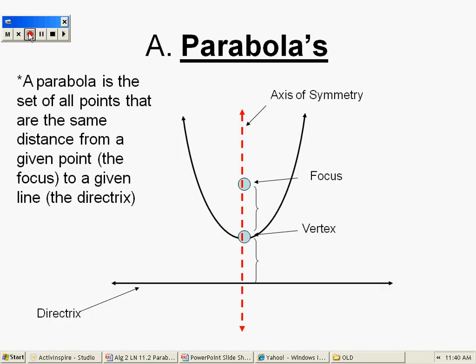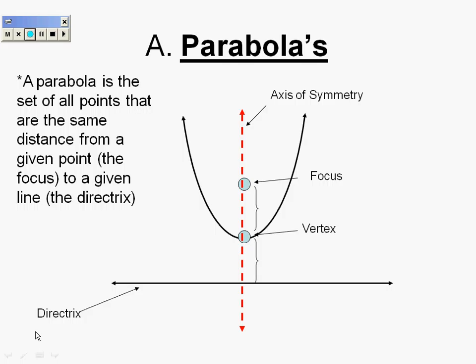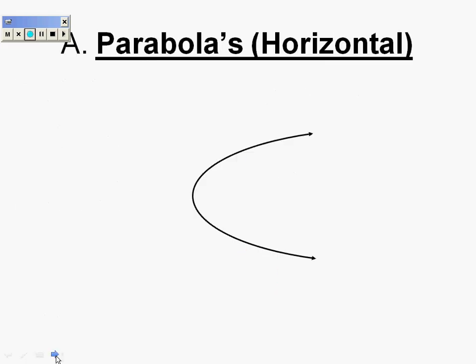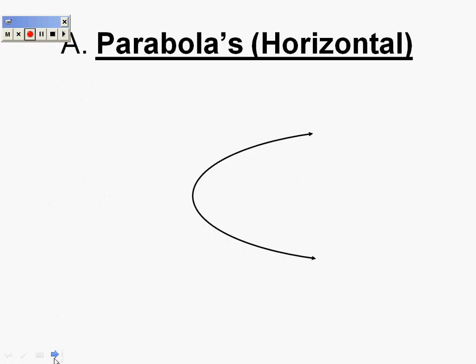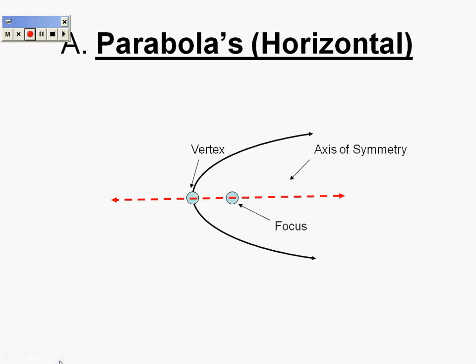Now that's all old news except for the focus and the directrix. Let's talk about something new. You have not seen this yet. We're going to start talking about parabolas that can actually be horizontal. But they have all the same parts. Everything's just kind of twisted around now. So the vertex is there, the focus is there, the axis of symmetry is there. Notice your directrix is now vertical.